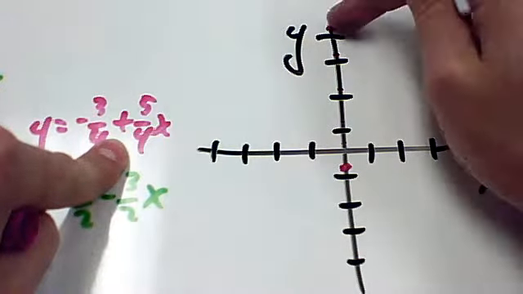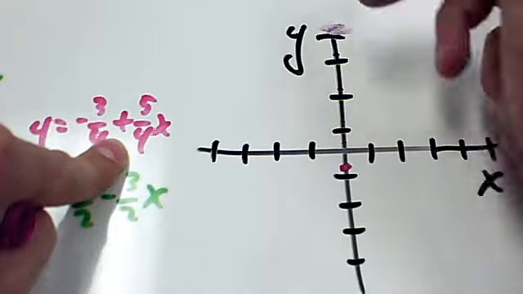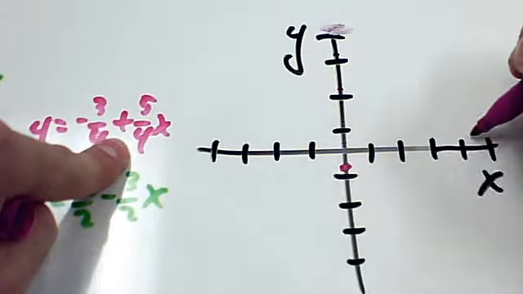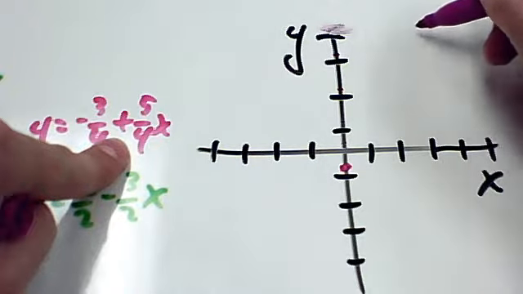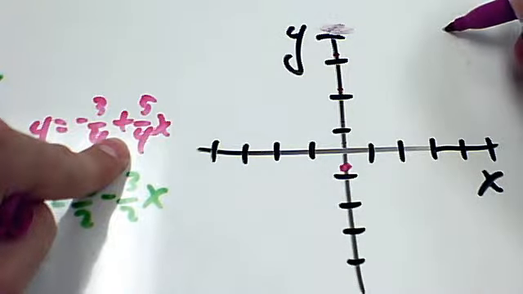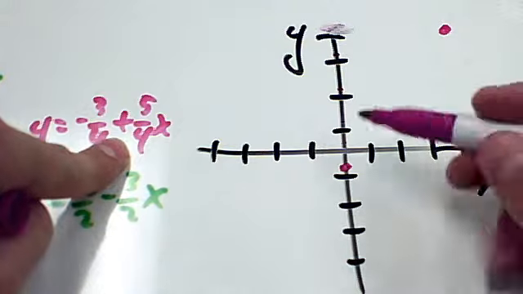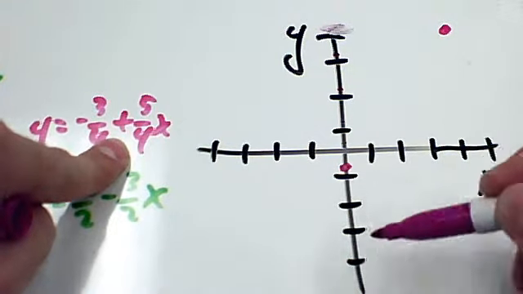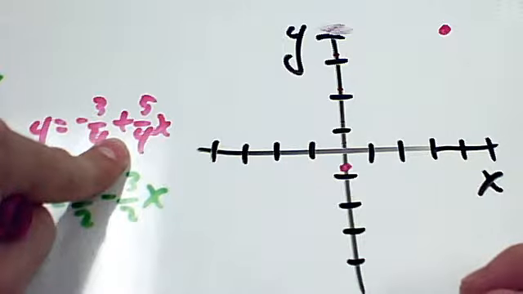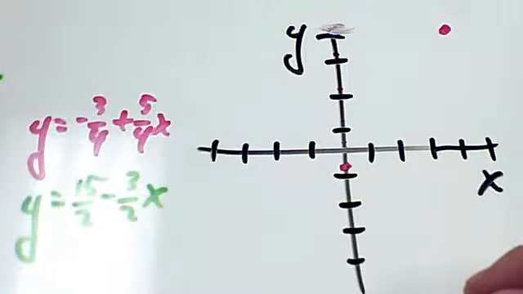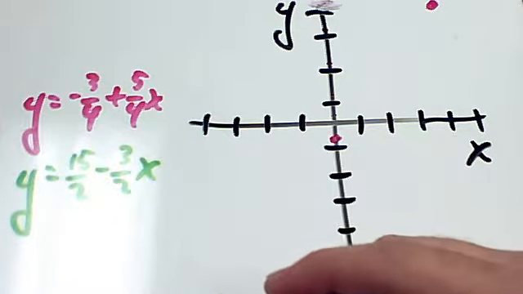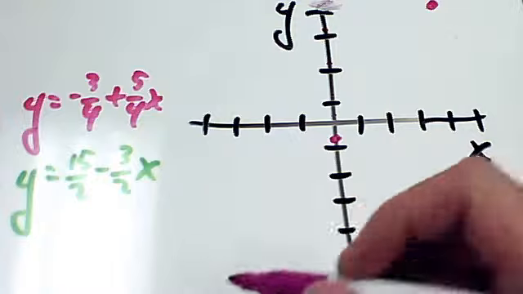And then from there, we need to run 4. 1, 2, 3, 4. And it's about right there. I can also go the other direction. So down 5, 1, 2, 3, 4. And I'm going to get off my graph a little bit. And to the left, 4. And that should be about right here.